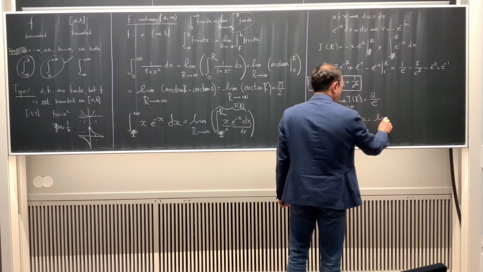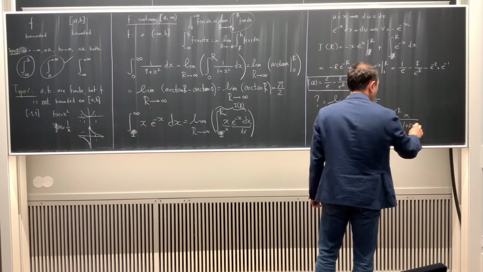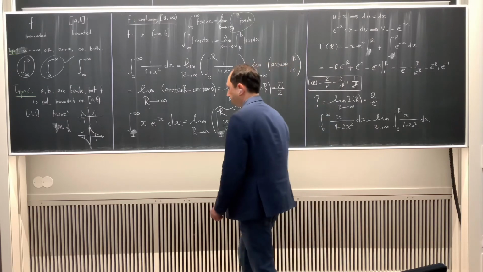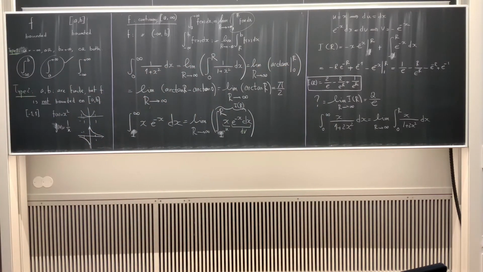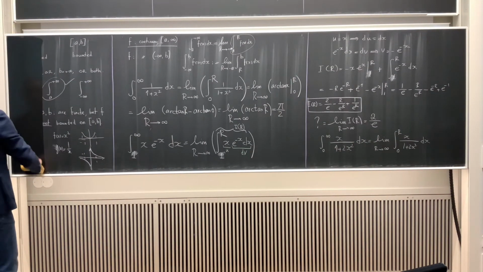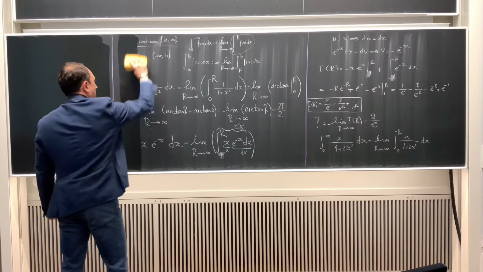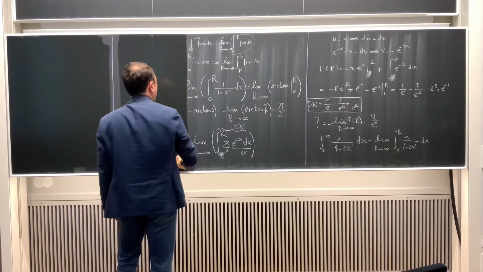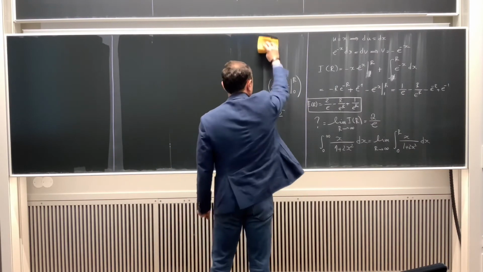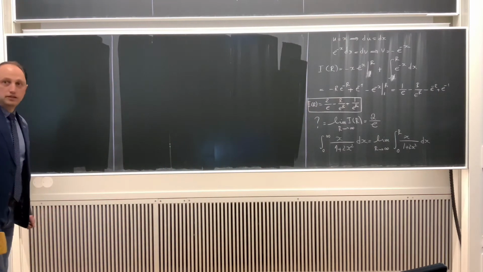So first of all, I write my definition. This becomes the integral from 0 to r of x over 1 plus 2x squared dx, and then r goes to infinity. Okay, can you think about it? What should I do to calculate, if possible, this integral? Any ideas?